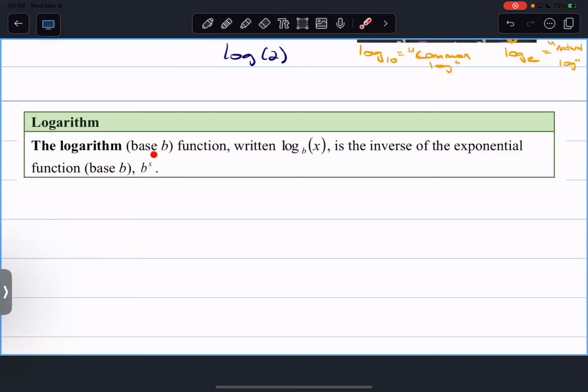So the logarithm base b, so any base, and you have that any base button on your calculator, which is what makes the calculator fancy. Written log base b of x is the inverse of the exponential function base b, which is b to the x. So if you want to undo b to the x, you use the log base b.